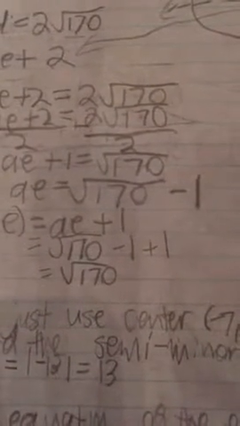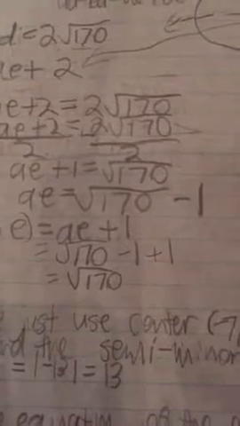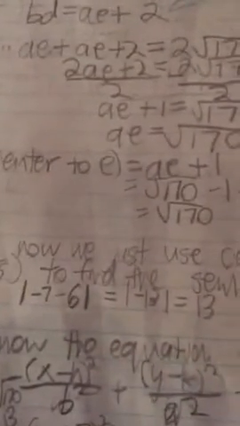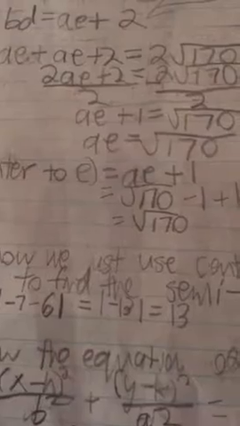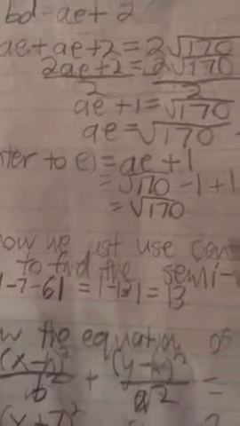So finally, the last piece of the puzzle to make the equation of the ellipse is the semi-minor axis, which we simply find by finding the distance from the co-vertex to the center, which ends up being 13.